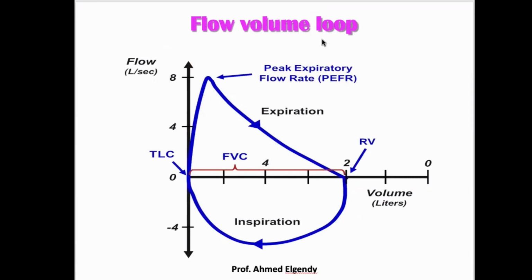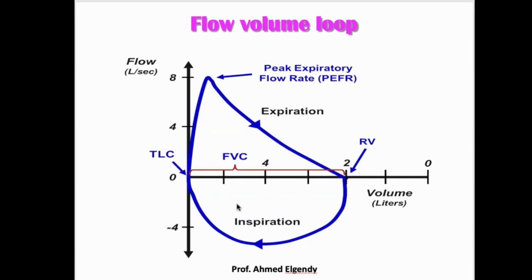This one is the flow volume loop. So today, inshallah, we'll do this today. So what is this? From 0 here up to 8, this is the flow. When you're blowing, how many liters are going per second? For example, this one is the peak expiratory flow rate, almost 8 liters per second. This is the expiration, and this part is called the inspiration. Inspiration and expiration make a loop. This is called the flow volume loop.